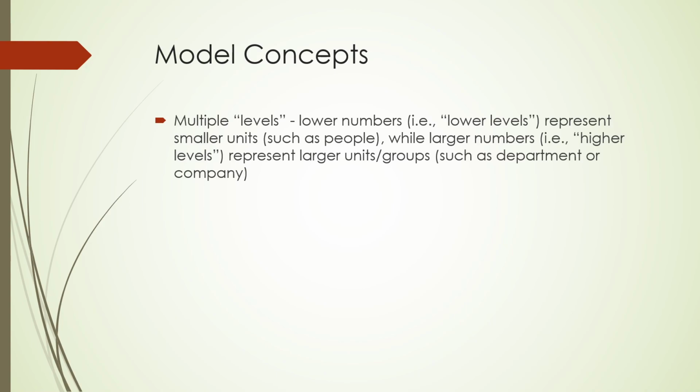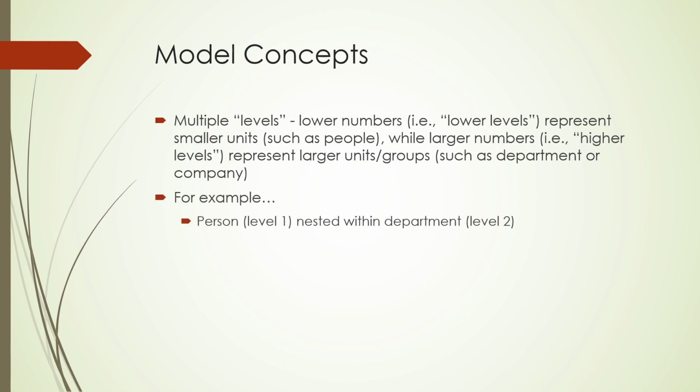The lower numbers are going to represent a more specific and smaller unit. So think people. And the larger numbers are going to represent a more broad or general, larger unit. So think company. So when I say level 1, that'll tend to be people. Level 2 tend to be maybe department or company, etc. So let's look at a couple examples.